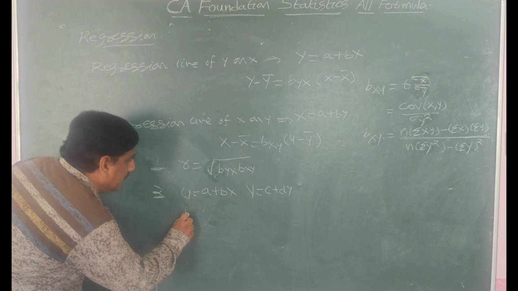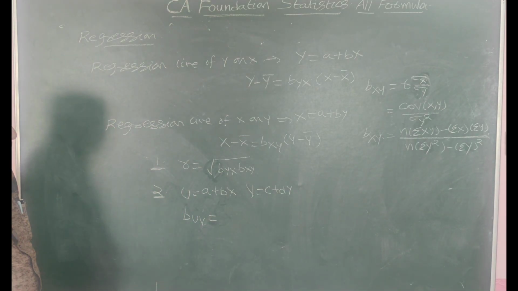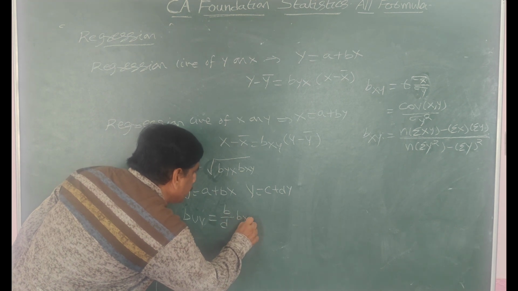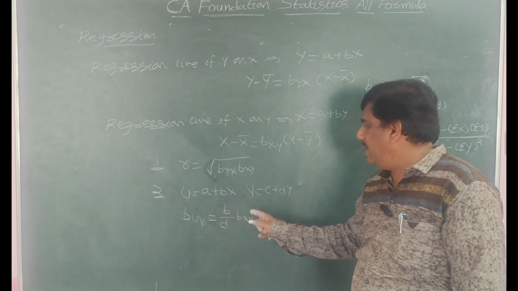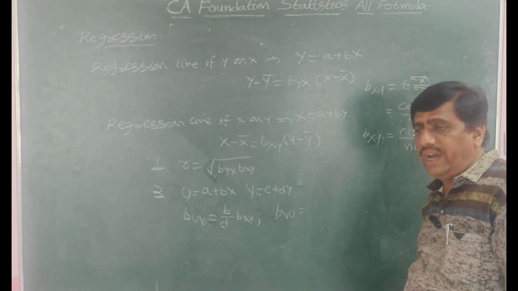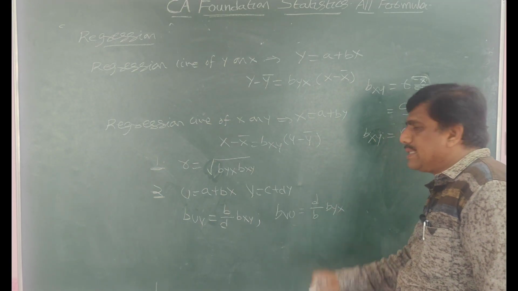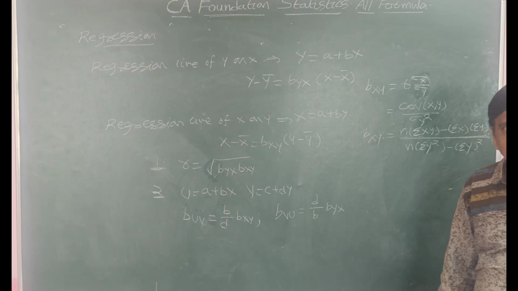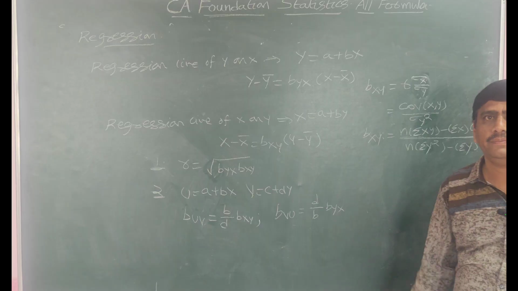If you want to find the regression coefficient of u on v, buv, the formula is b by d into bxy. If it is the regression coefficient of v on u, the formula is d by b into byx. Okay, these are the formulas in the regression chapter. After this chapter, a very important chapter, index numbers.